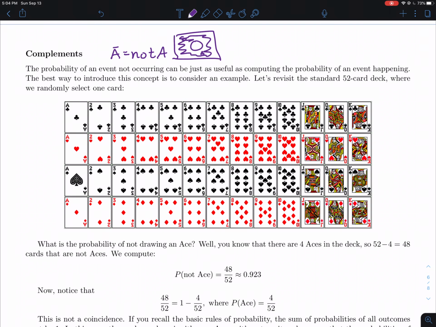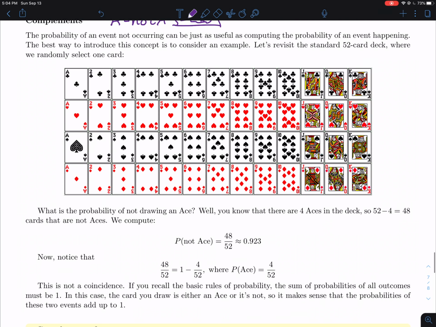So we want to include things that aren't included in A. For example, let's say we want to figure out the probability of not getting an ace. There are a couple of different ways you can do this. If I don't want to get an ace, why don't I just take this list, scratch out the aces and not consider them at all? Then I could go through and count all the other numbers that aren't colored out. If I did that, I would get 48 out of 52.